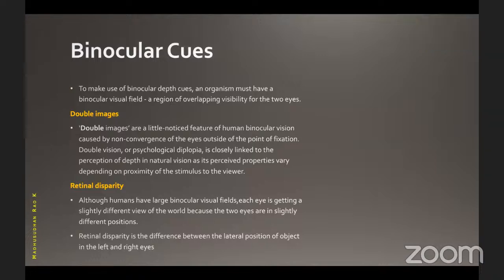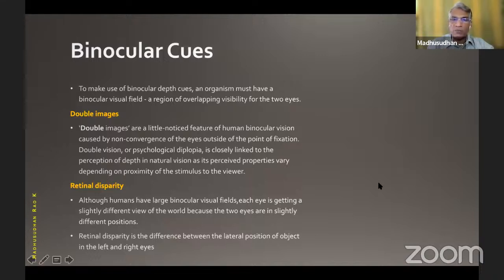The eye outside the point of fixation, double vision or physiological diplopia, is closely linked to the perception of depth in natural vision, as it is a perceived property very much depending on the proximity and stimulus of the viewer.